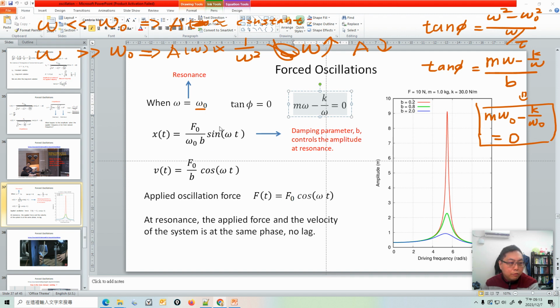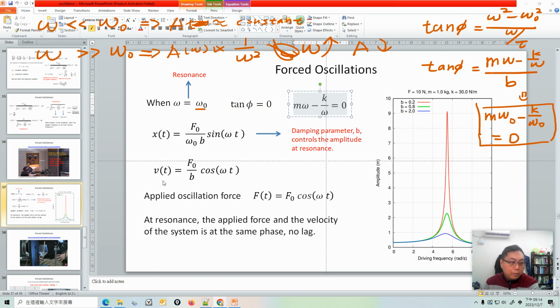So at resonance, this is the amplitude function and velocity function. Let's look at the velocity function, because velocity relates to energy very much, and that's why we focus more on velocity. Velocity relates to energy and power very closely, like kinetic energy and power. Remember, power is force times velocity.